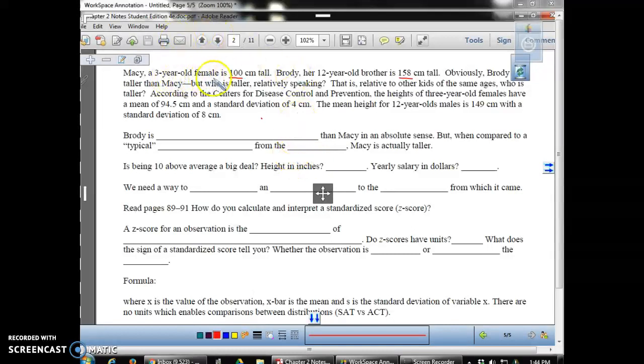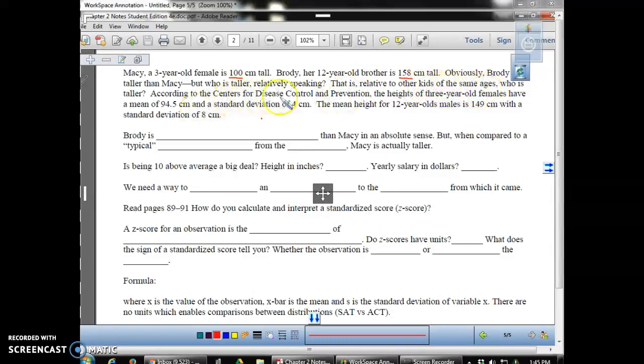Macy, a 3-year-old female, is 100 centimeters tall. Brody, her 12-year-old brother, is 158 centimeters tall. Obviously, Brody is taller than Macy, but who is taller relatively speaking? That is, relative to other kids of the same ages, who is taller.